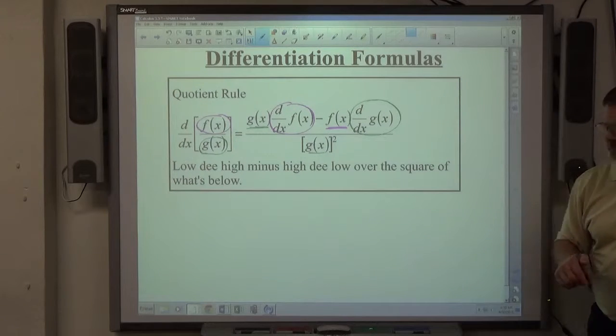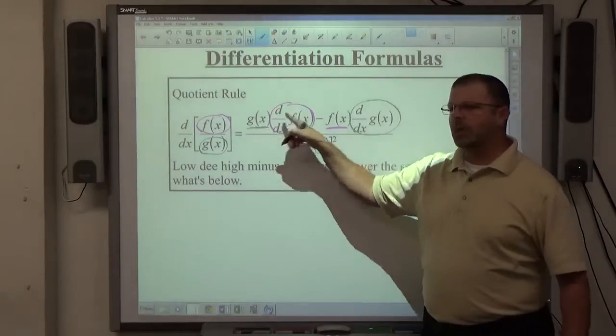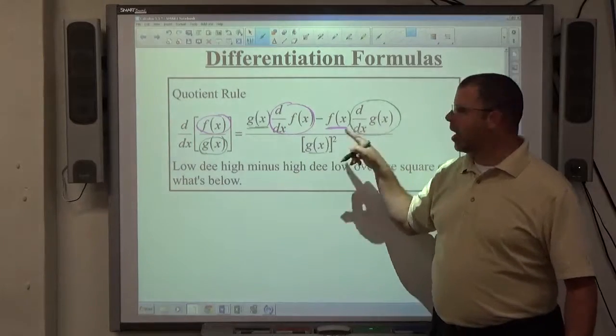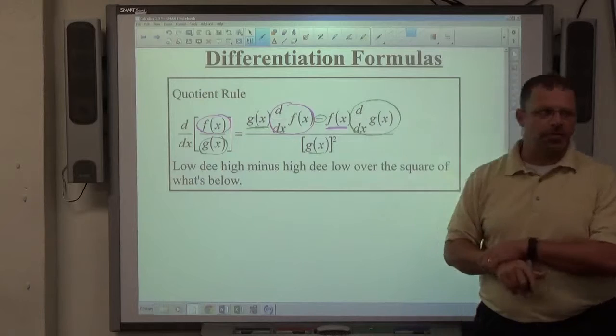Most people do it wrong. They do this backwards. They do high d low minus low d high. But it always starts with the bottom times the derivative of the top, minus the top times the derivative of the bottom. And because it is minus, it does matter. It has to be that low d high first.